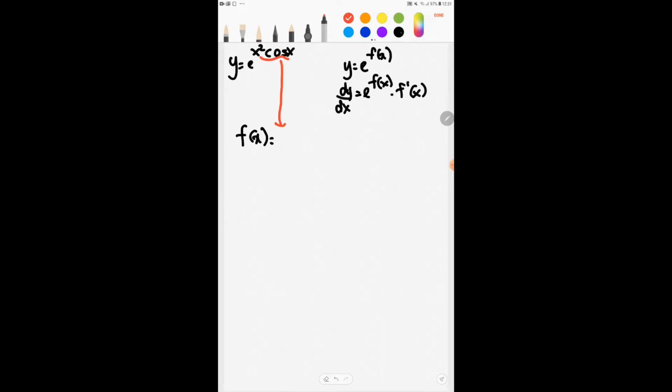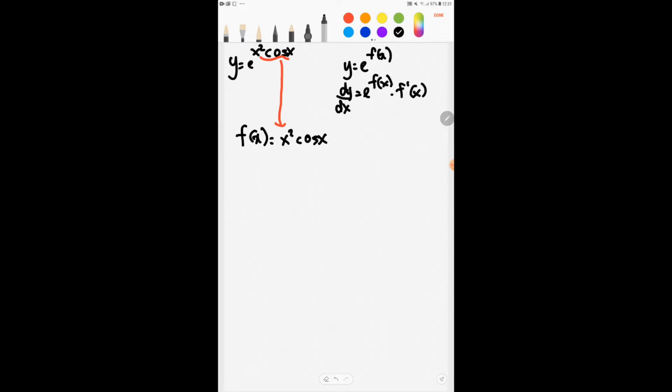Next example, let's say we have y equal to e to the power of x squared cos x. Similarly, y is in the family of e to the power of f(x), where dy/dx, if we write the formula, is e to the power of f(x) multiplied by f prime x. Now we want to find what f(x) is. So f(x) would be x squared cos x.